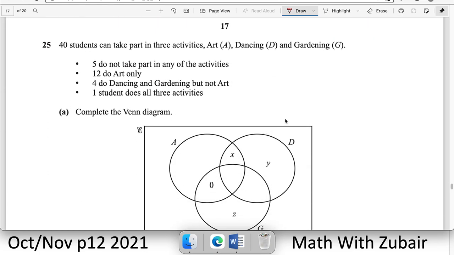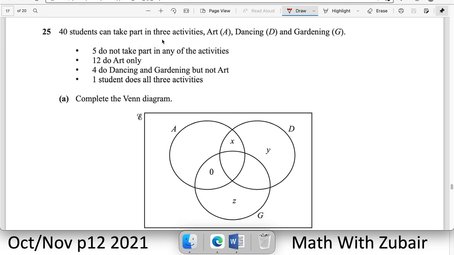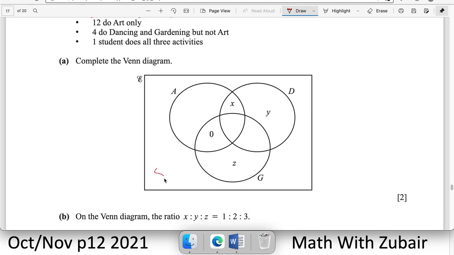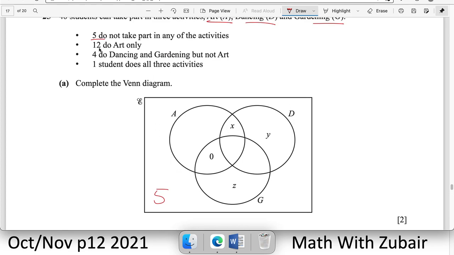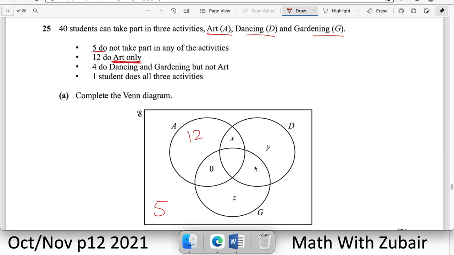Question number 25, probably the last question of this paper. 40 students can take part in these activities: arts, dancing and gardening. So arts, dancing, gardening is given right here. 5 do not take part in any of the activities, so we write 5 outside the circles. 12 do art only, so this is art only. It is not intersecting with dancing or gardening. 4 do dancing and gardening, but not art, so outside of art and within dancing and gardening. One student does all 3 activities. This is your part A.